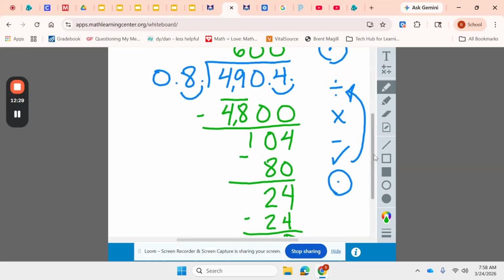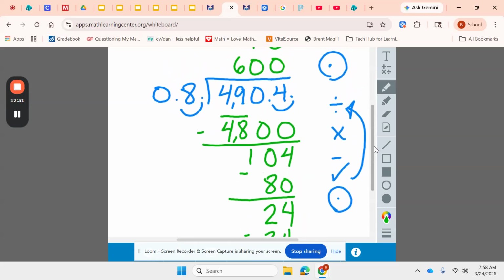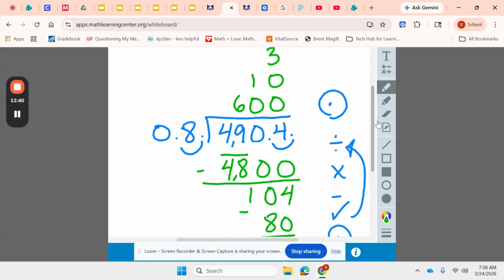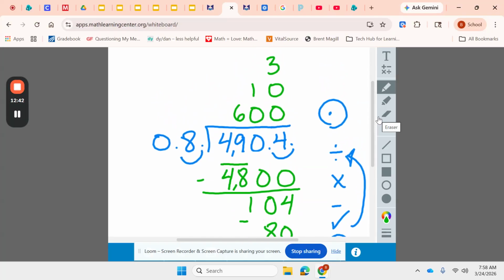Now I look, is the decimal there anymore in the dividend? No, we moved it as we shifted the numbers to the left. So we're good. This is the answer. We just need to add these up, and that equals 613. Okay? So 490 and 4 tenths divided by 8 tenths is 613. Great.